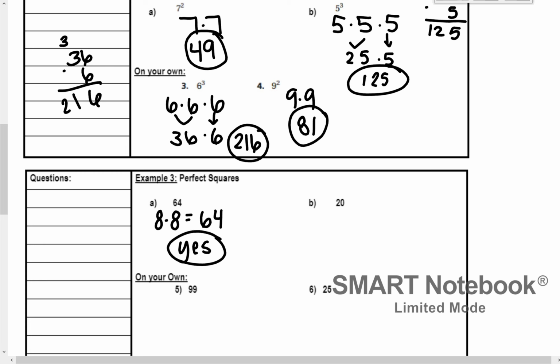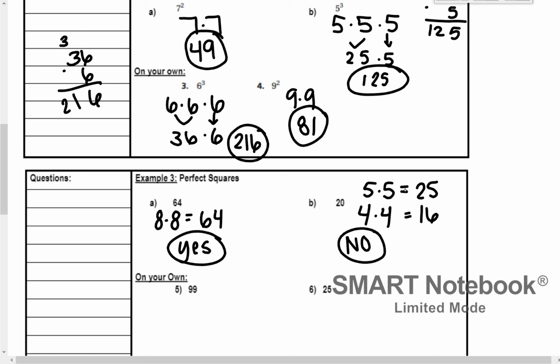20. Okay, well I know 5 times 5, a whole number times itself, is 25, which gets me close. But 25 is a little too big, so I have to go down to the next whole number. The next whole number is 4, because remember, you cannot have fractions or decimals. 4 times itself is 16. Since there is no whole number in between 5 and 4, and 20 is somewhere in between 25 and 16, it is not possible for 20 to be a perfect square. So our answer here would be no.